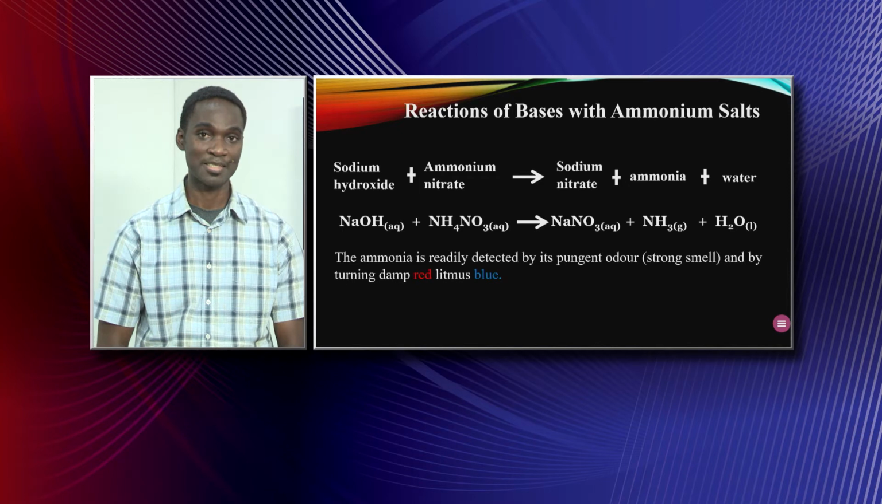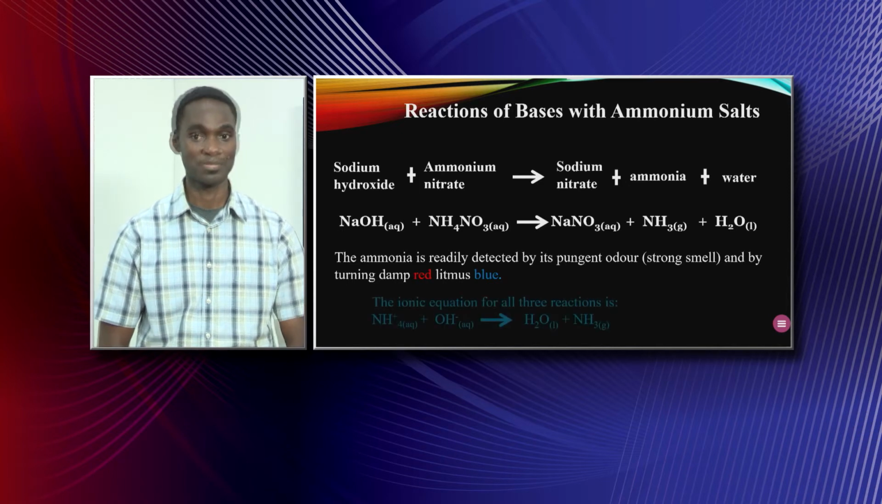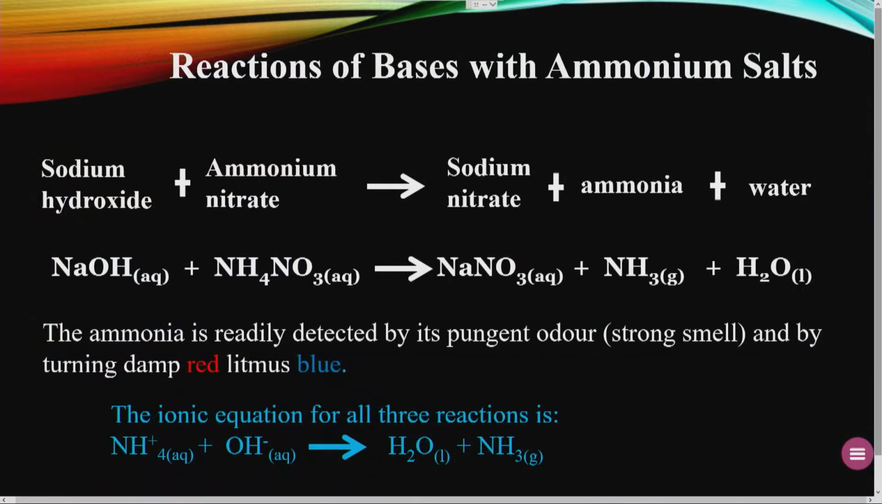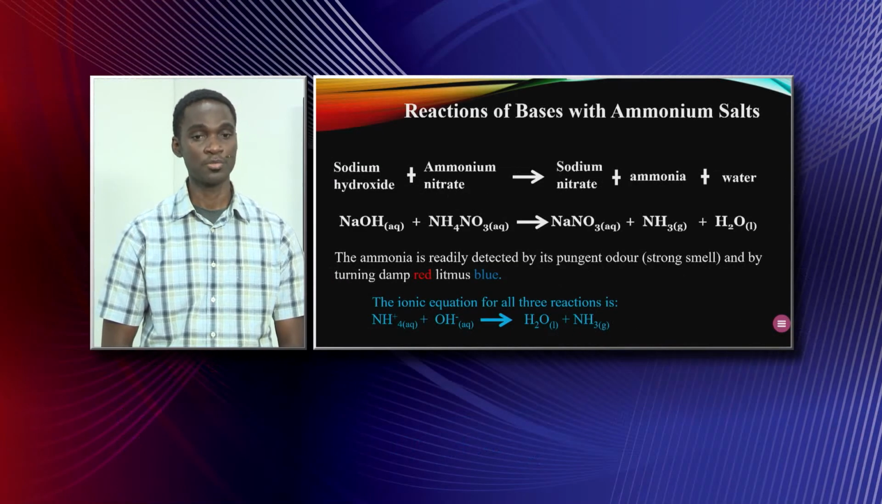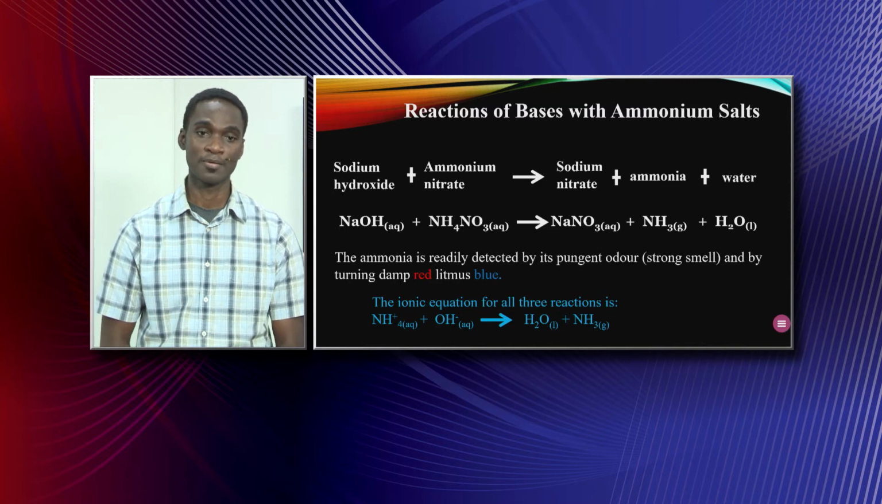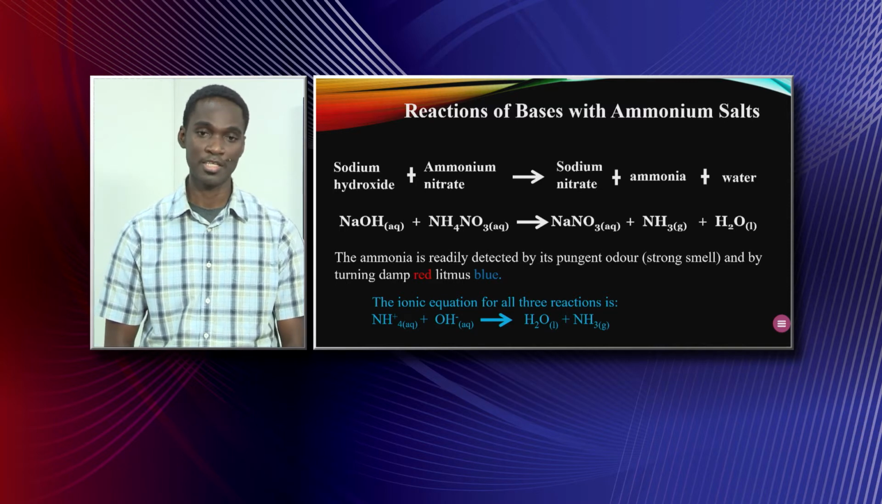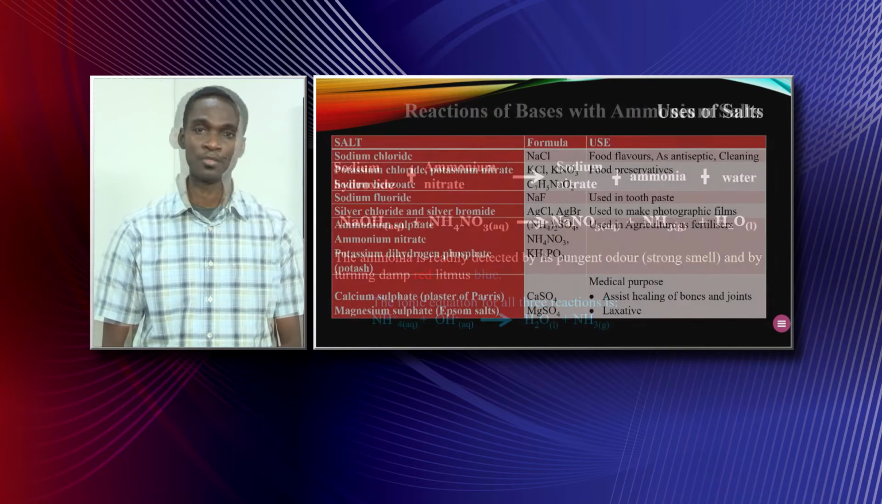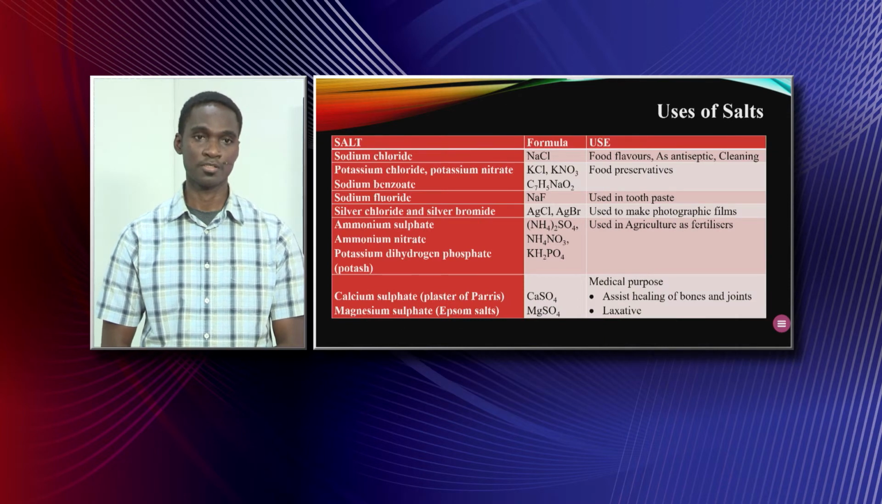Ammonia gas is colorless, but it really hits our nose. The ionic equation for the reaction is NH4+, the ammonium ion, plus OH-, the hydroxide ion, to give us H2O liquid plus NH3 gas. Once again, the ionic equation would be NH4+ plus OH- to give us H2O, which is water, and NH3, ammonia gas. We will now be looking at uses of salts.